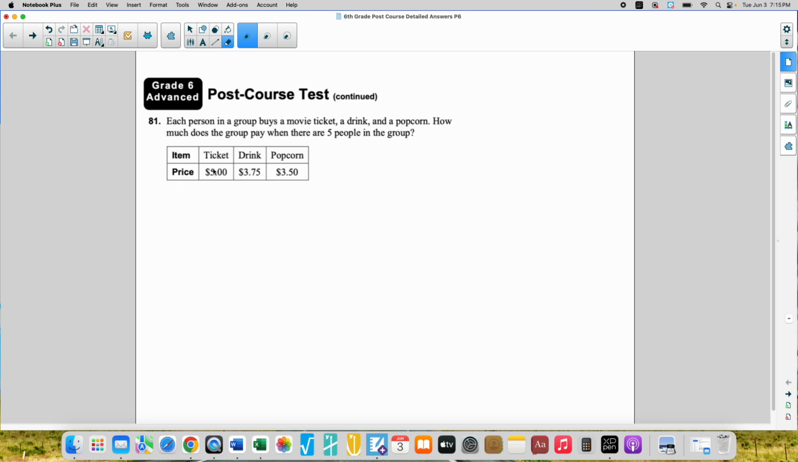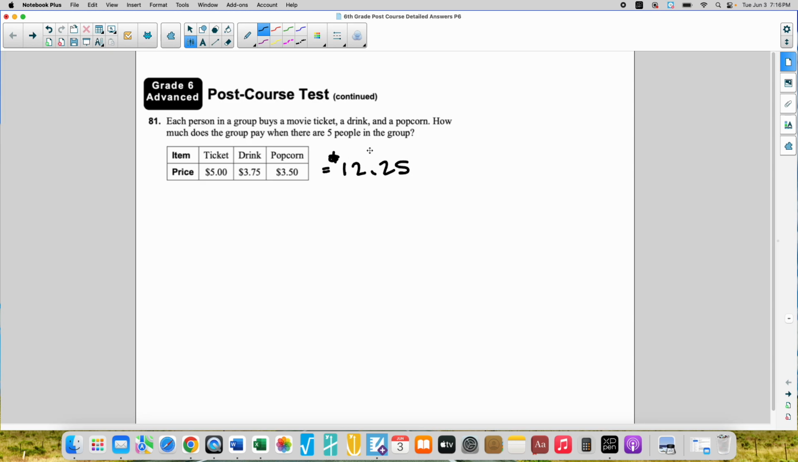So the price of a ticket is $5, the price of a drink is $3.75, and the price of popcorn is $3.50. Each person is going to buy one of these. And how much does the group pay when there are 5 people in the group? We can do it a number of ways. We could total these costs up, which is the easiest way. That's $6, that's $7.25, that's $12.25. You could do it in that way.